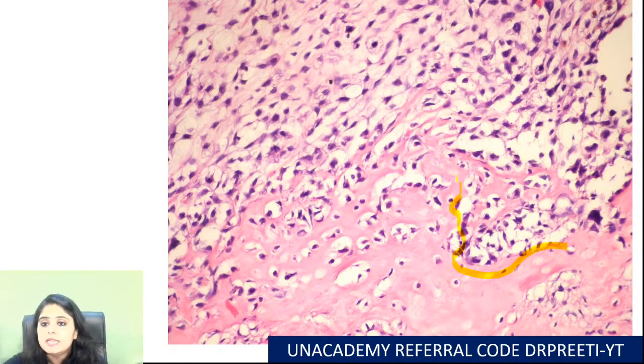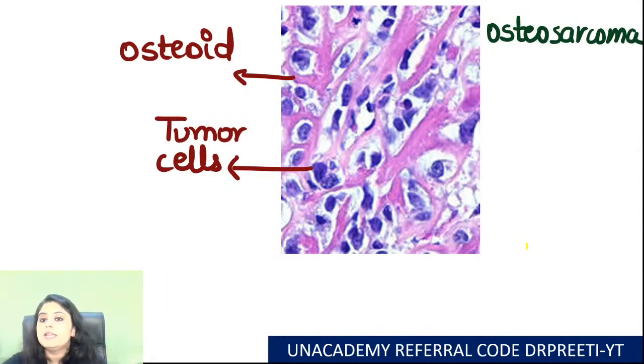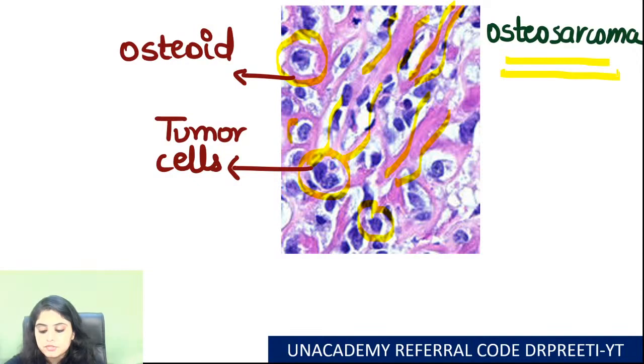Here also, can you notice some pinkish material getting deposited in between the tumor cells? Yes. Can everyone appreciate this? Let me zoom in and show you a very high power picture. I think this is the best picture that you can see. You see these really big, huge tumor cells, and in between them you see that lacy pink osteoid being laid down. That is the characteristic of an osteosarcoma.